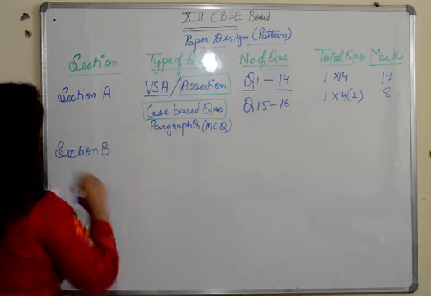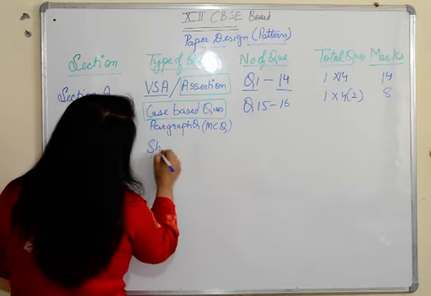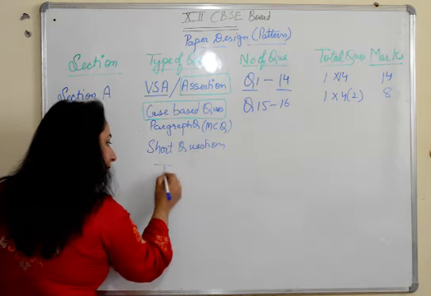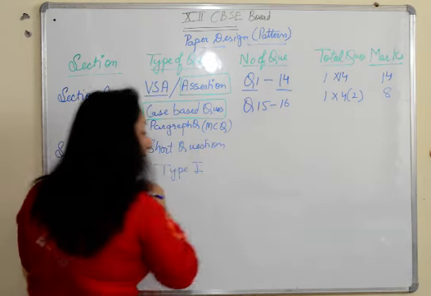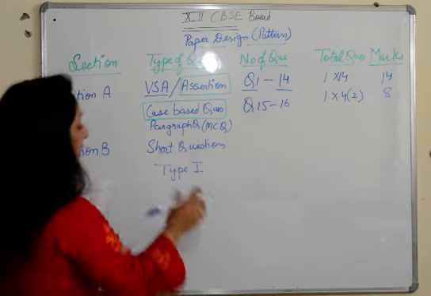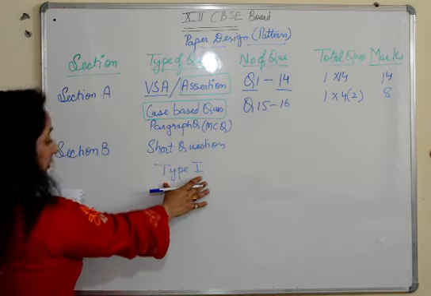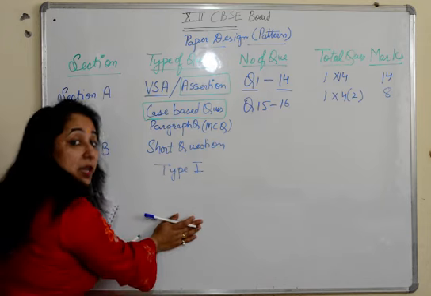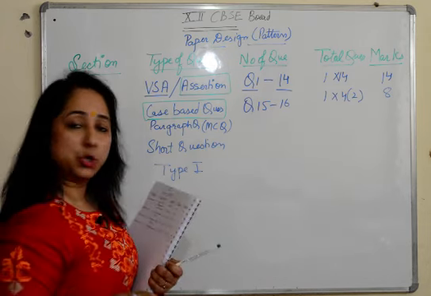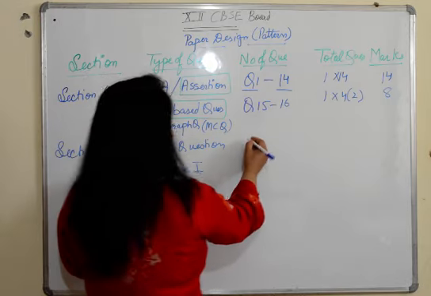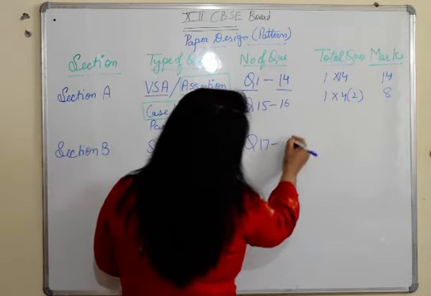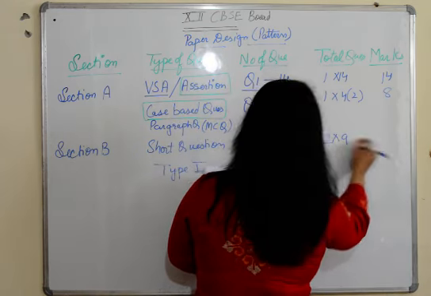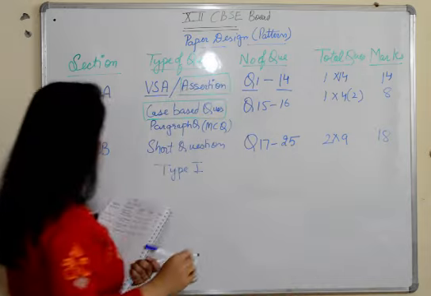Section B. In section B you have short questions type 1. Why am I writing type 1? Because here also you have short questions. The next section also has short questions. These are 2 markers. Next will be 3 markers. We count both as short questions. The questions start from question number 17 to question number 25, which is 18.